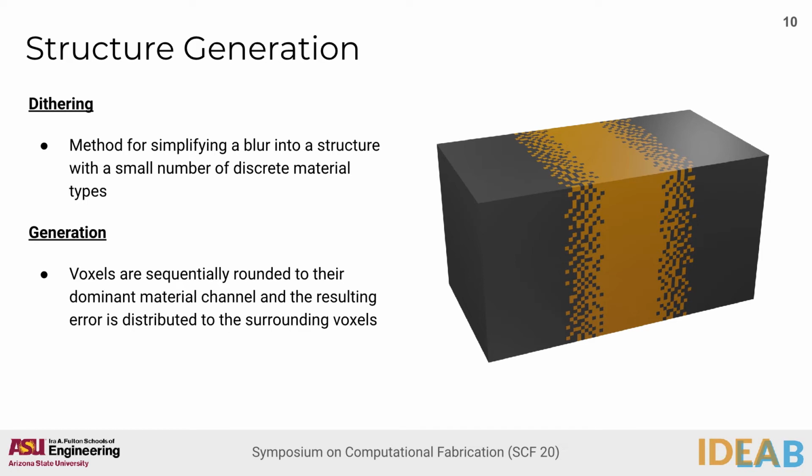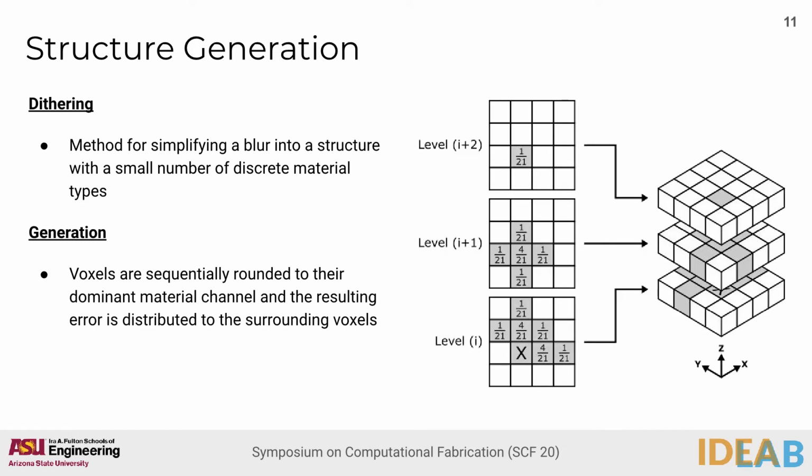Dithering represents a method for simplifying a blur, which represents a true continuous material distribution, into a structure with a small number of discrete material types. Dithering is achieved using an error diffusion algorithm similar to image processing, but using a 3D diffusion filter instead of the 2D filter used for images. For our work, we use a 3D extension of a Stucki filter. This filter is used in particular because it exhibits uniform distribution in Z with no repeating artifacts.